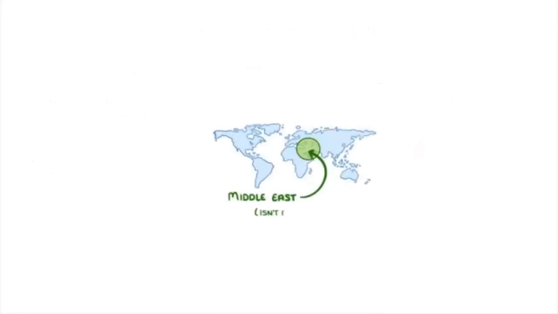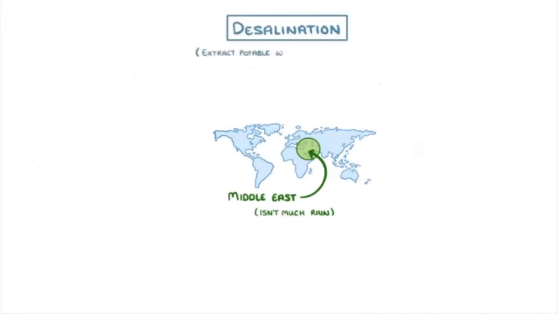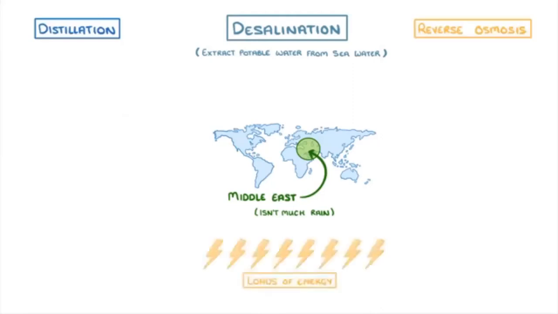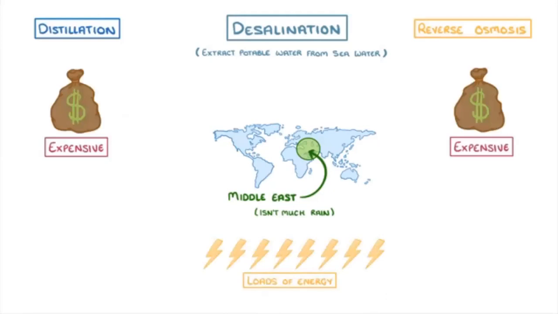In some countries though, like those in the Middle East, there isn't very much rain, and so they don't have very good supplies of fresh water. Instead, some of them rely on desalination, which is a technique used to extract potable water from seawater. This sounds like a great idea because there's tons of seawater, so basically a limitless supply. Unfortunately though, both of the techniques that we currently use, namely distillation and reverse osmosis, require loads of energy, and so really expensive, which makes them kind of impractical for producing large quantities of water.